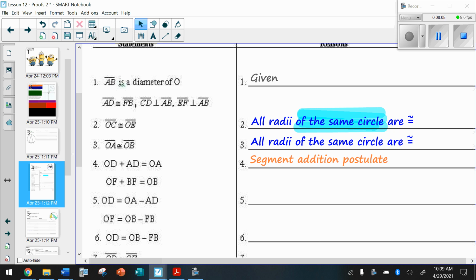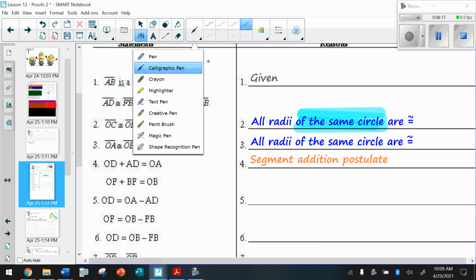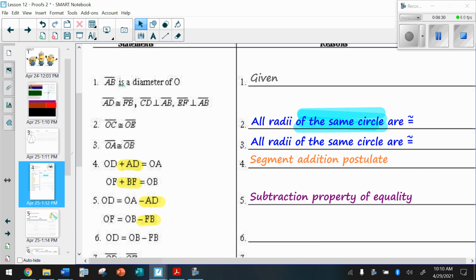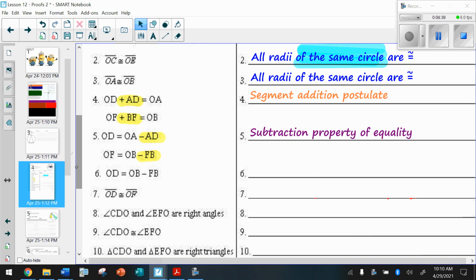Now looking at step 4 and then comparing it to step 5, what moved and what changed? Well, hopefully you noticed that the plus AD turned into a minus AD on the other side of the equal sign. And same goes with the FB. So that just means we subtracted on both sides of the equal sign. Subtraction property of equality. Okay, you got that written down? Good. Now we have OD equals OB minus OF. That's just substitution.